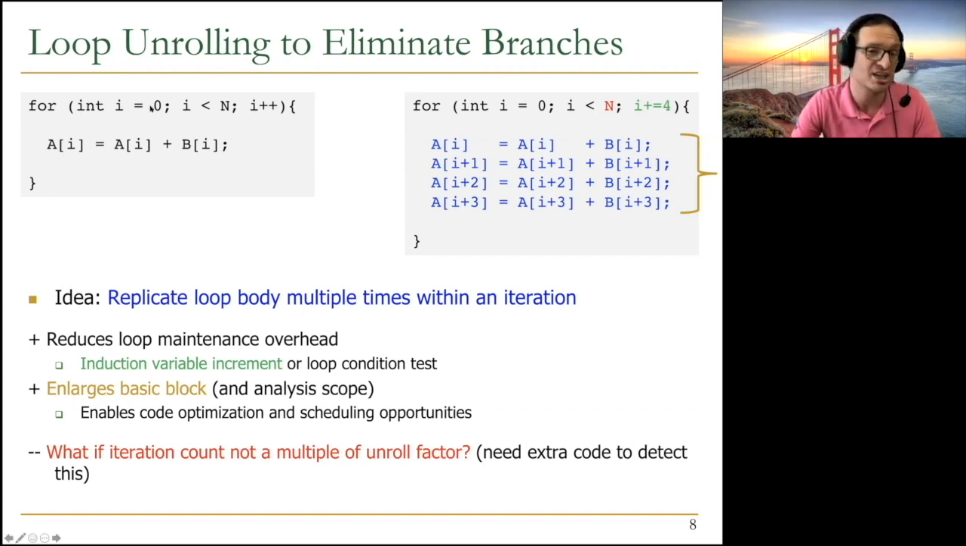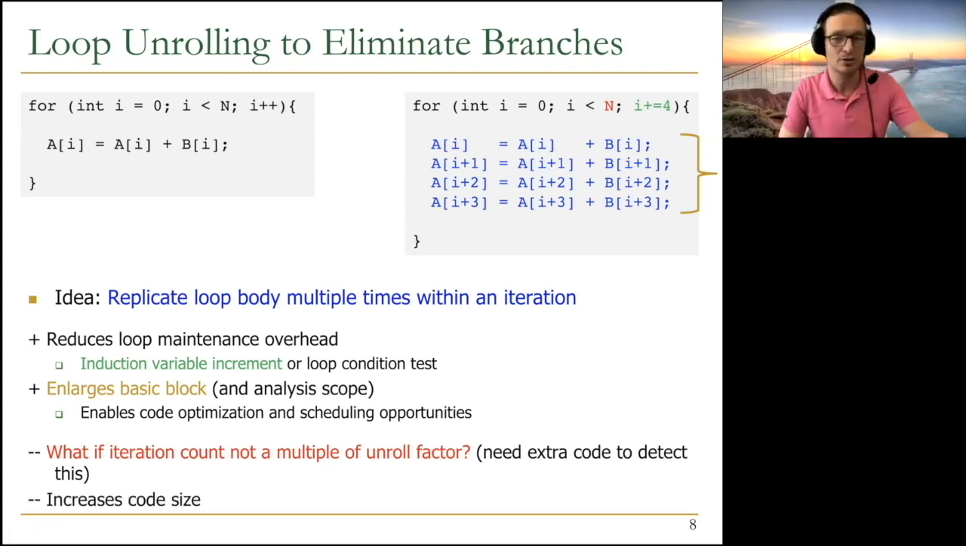You're putting 4 iterations into a single original iteration. But if n is not a multiple of 4, then you'll have problems. You need extra code to detect this, so you need to have some extra code to handle this. And that increases code size in the end.